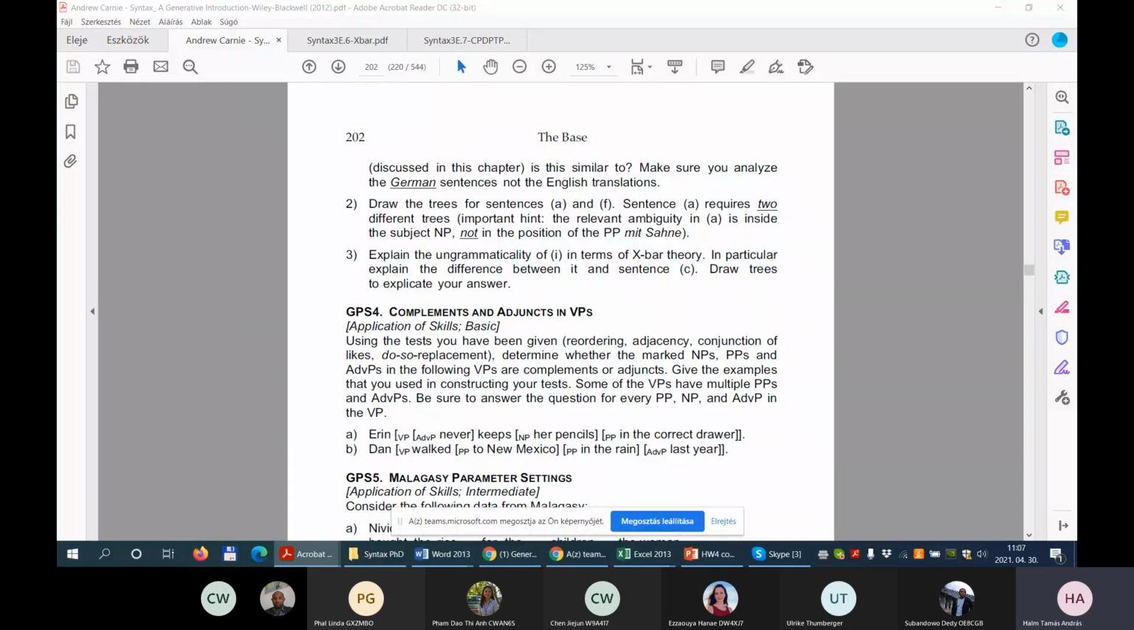And actually what this replacement also shows, if you think of it, is that you can say something like Erin never keeps her pencils in the correct drawer, but John always does so. So you can say never does so, always does so, and this actually indicates, I think, that never and always are adjuncts here. Okay. There is one final point I would make.